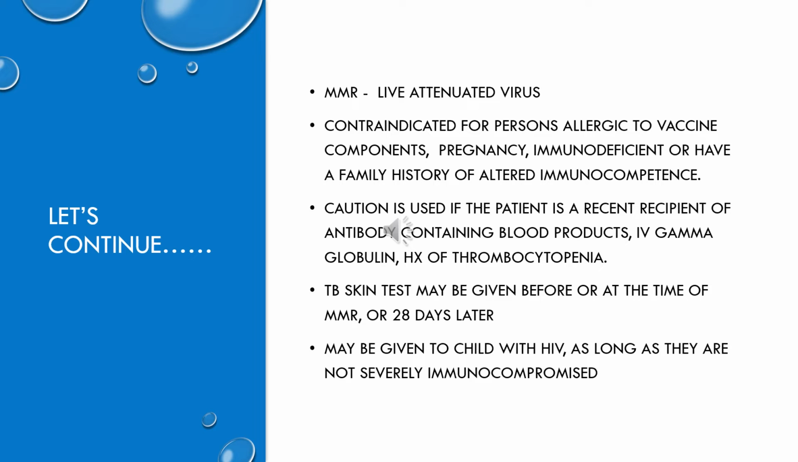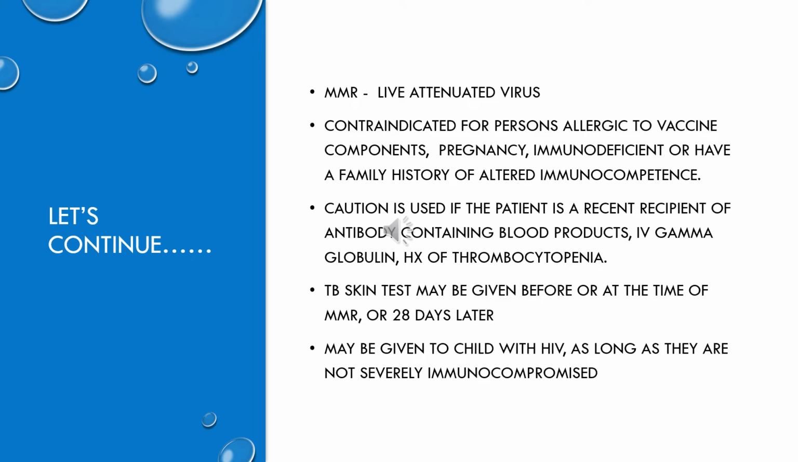These are contraindicated in people who are allergic to the vaccine components, that are pregnant, immunodeficient, or who have a family history of altered immunocompetence. Caution is used if the patient has been recently given any kind of antibody-containing blood products, IV gamma globulin, or people say IVIG, and a history of thrombocytopenia, which is just a big fancy word for low platelet count. And if you break that down, thrombocyte is a platelet, and anytime you see penia, that means lower or less.